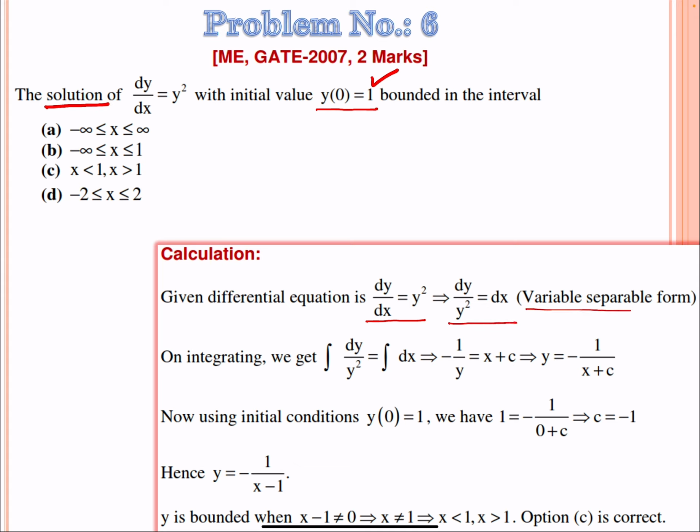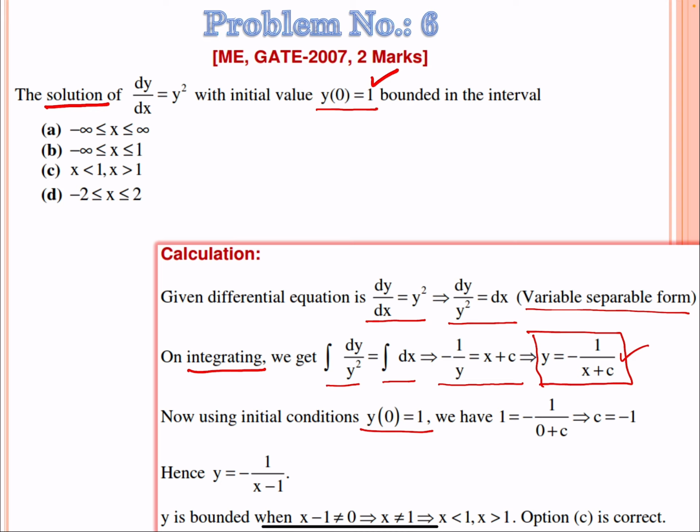So it becomes a variable separable form. Now integrating, integral dy over y square is equal to integral dx. It becomes minus 1 over y is equal to x plus c. This means y is equal to minus 1 over x plus c. Clear? So we can evaluate the value of c with the help of initial conditions.